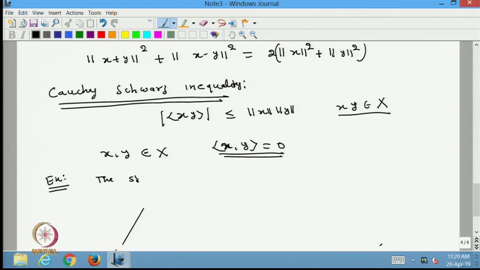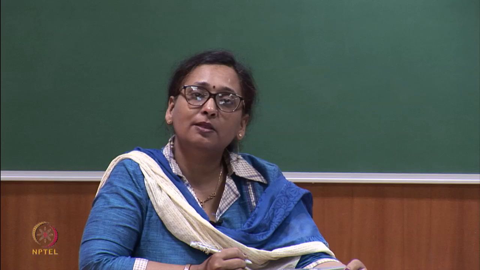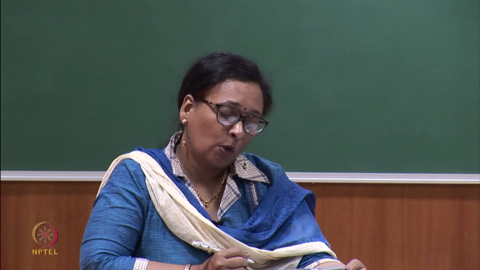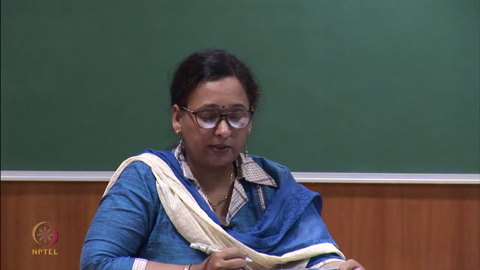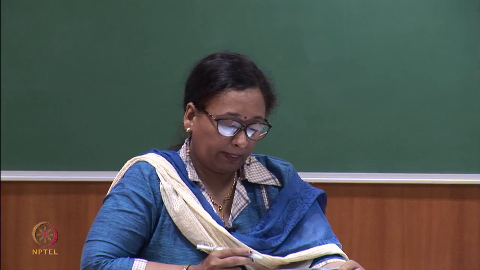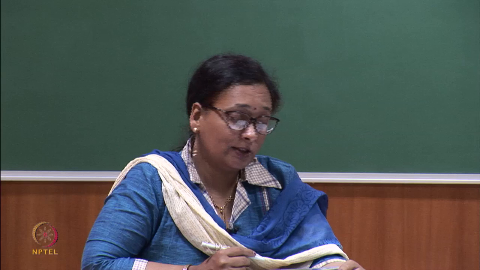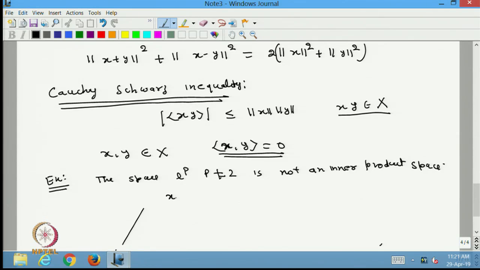Now, let me give you one example. The space L^p, with p not equal to 2, is not an inner product space. So, how can we prove this? Of course, it is a normed space. We have already defined the norm on it. So, if x belongs to L^p, the norm will be defined this way.